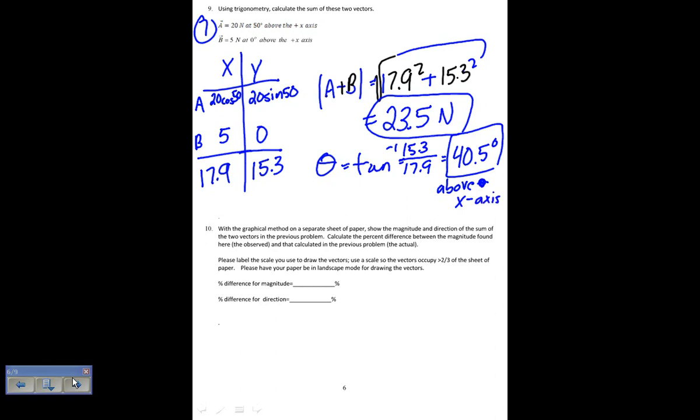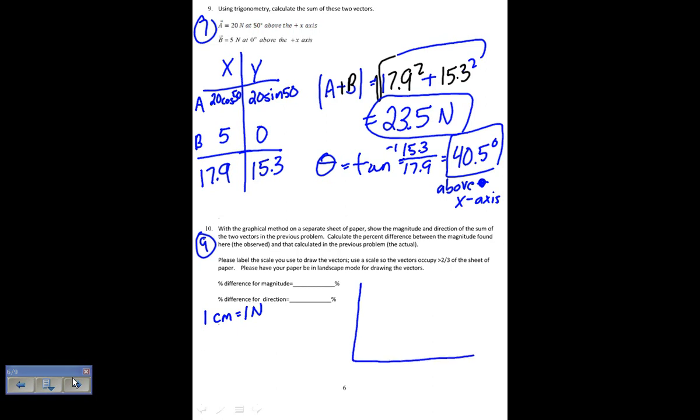So you're doing the same thing in number 10. Number 10, by the way, is worth 9 points. I'm not going to draw it to scale, though. In mine, I let 1 centimeter equal 1 newton. So in my scale, I let 1 centimeter equal 1 newton. And so my first vector is going to be 20 centimeters long.